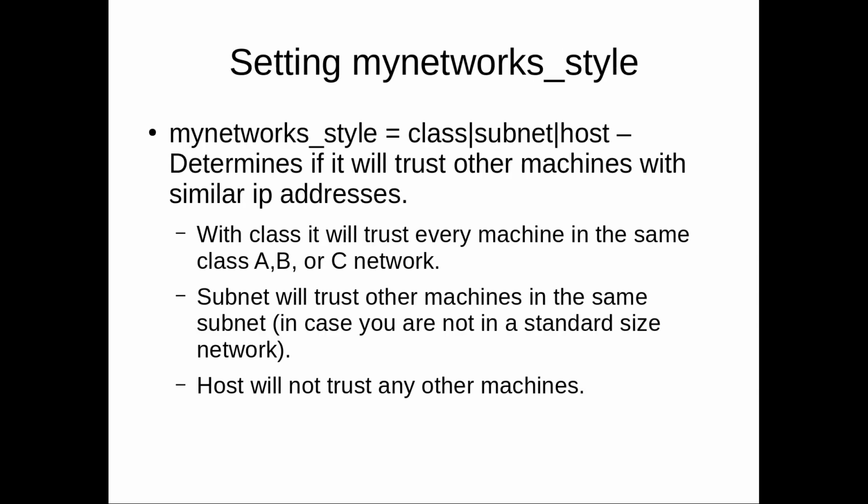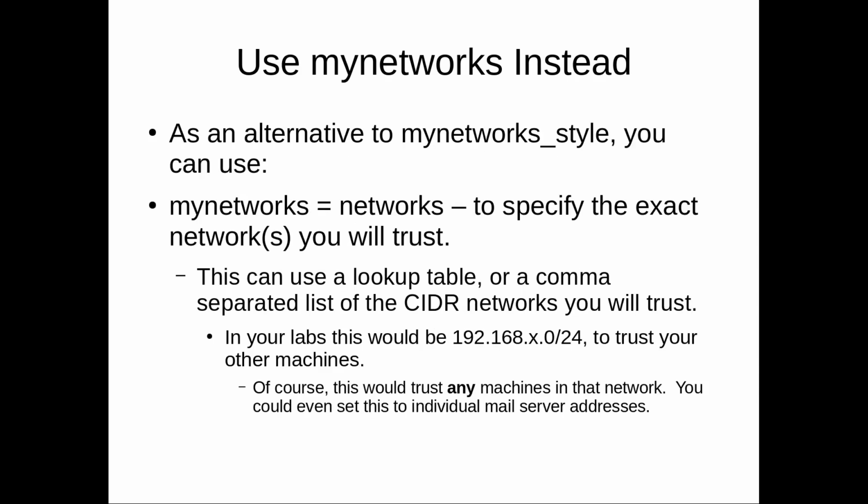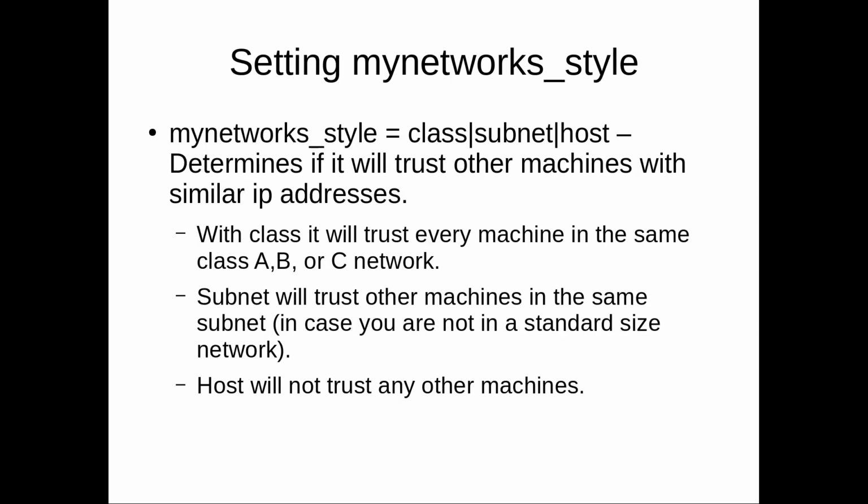So we would need one of mynetworks_style, which we'll discuss first, or better yet, mynetworks, which we'll get to in a moment. With mynetworks_style, you're specifying just in general the scale of machines that are allowed to relay mail through you. And you can pick either class, subnet, or host.